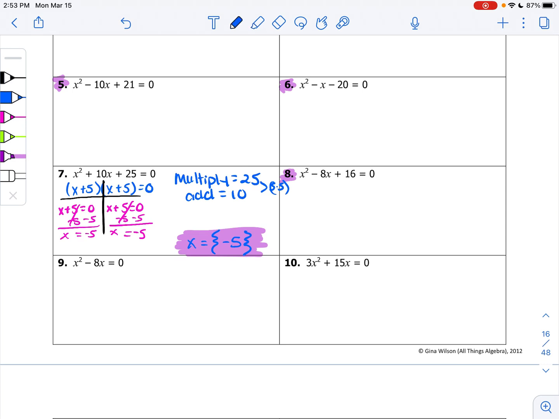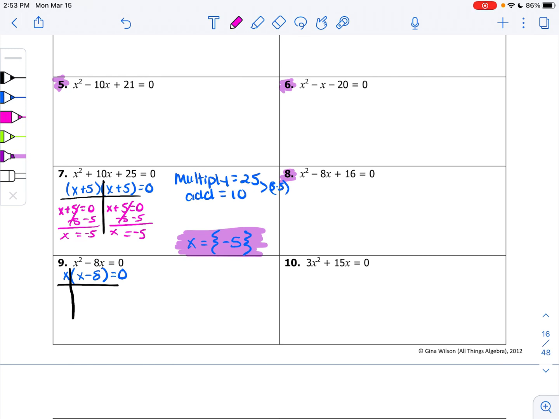Our greatest common factor would be x. And once I factor out that x, I'm left with x minus 8. And we'll bring down our equals 0. What's left in parentheses, x minus 8, can't be factored further. So I'm going to go ahead and set up my table and set each factor equal to 0.